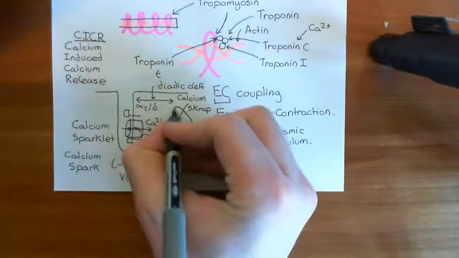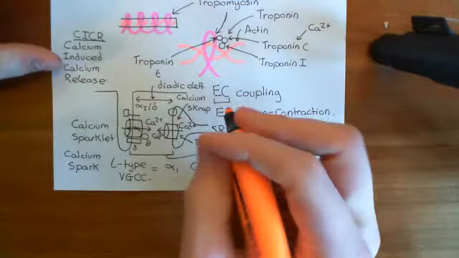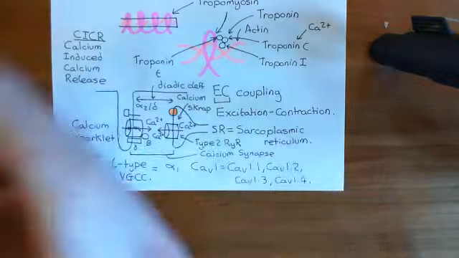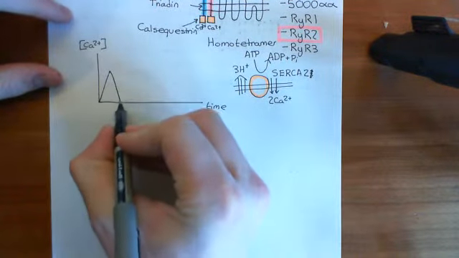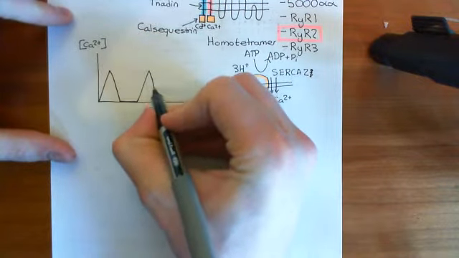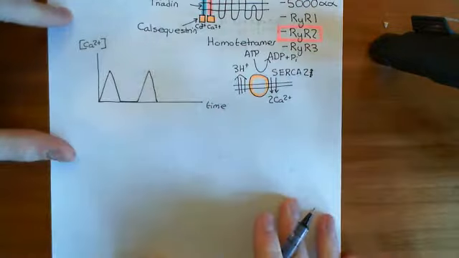Then what will happen is this SERCA2 pump here will start returning the calcium into the SR and removing it from the cytoplasm, and that's an active transport process. So calcium will then go down. Then you'll wait a little while for the next action potential, and when the next action potential comes, you'll get the whole thing occurring again. This happens every time the heart beats.